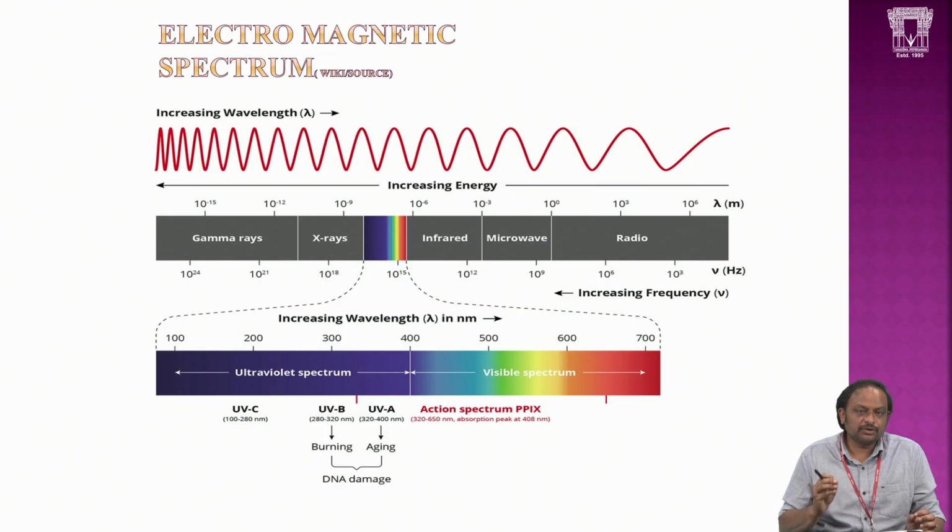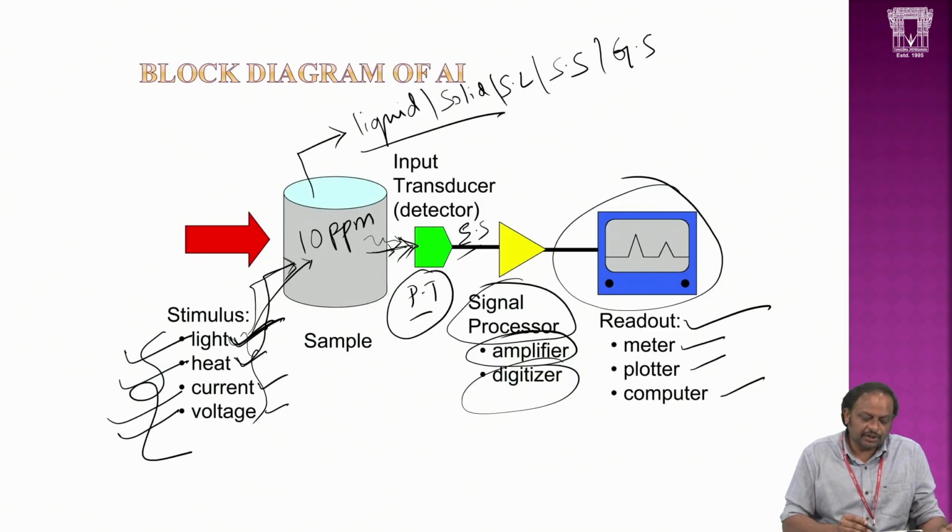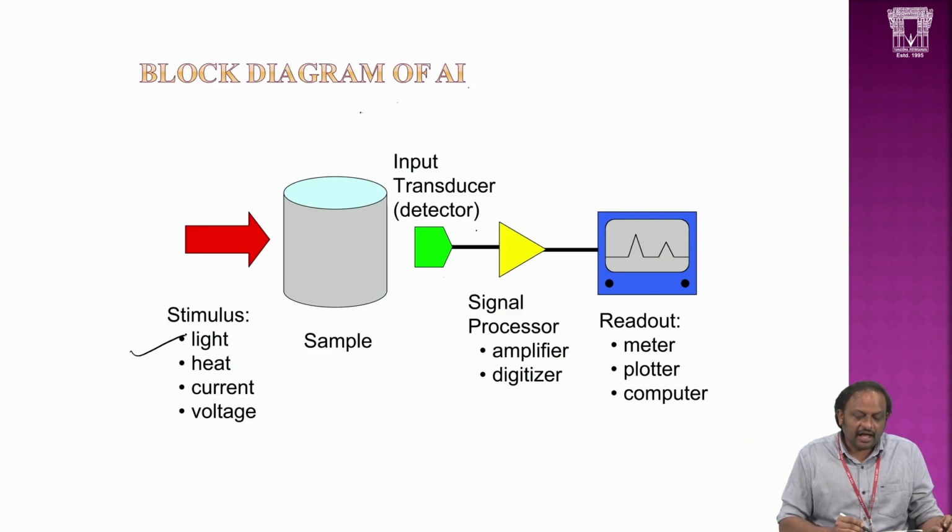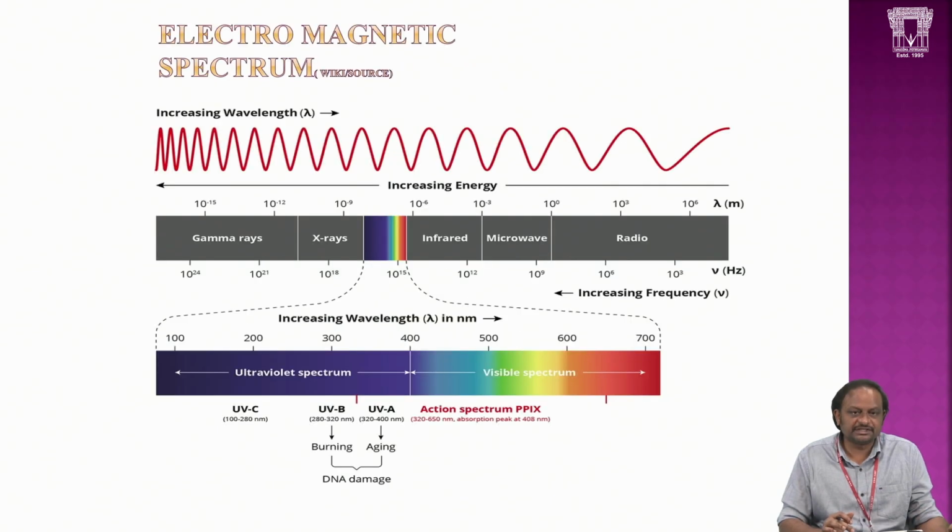Usually they have a source. For example, I told you that here is the light signal. So what kind of light do you take as an input source for analytical instruments? It depends upon the electromagnetic spectrum. If you see this electromagnetic spectrum, several kinds of light are involved in it.